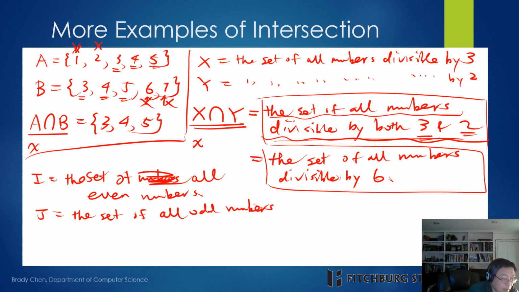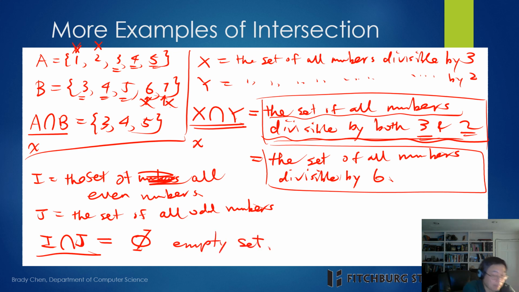Now remember I union J, right? So it's the set of all even or odd numbers. But what is I intersection J? Can we find a number that is an even number, but also in the meantime it's an odd number? The answer is no, right? So that means the intersection of I and J should be the empty set.